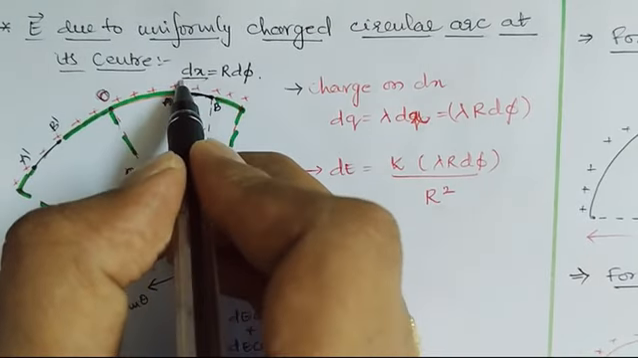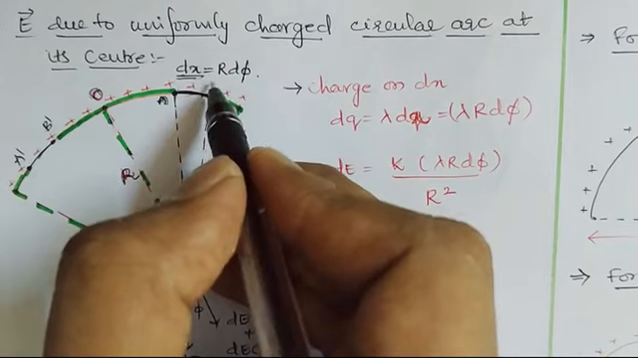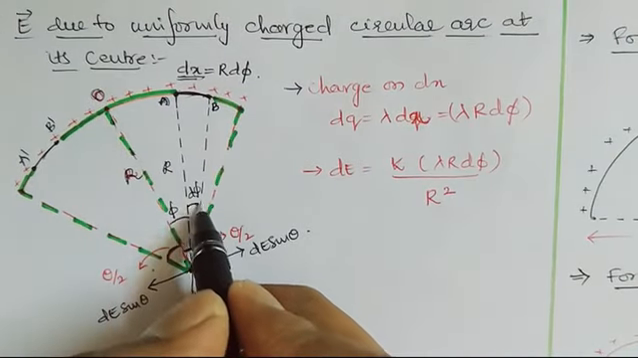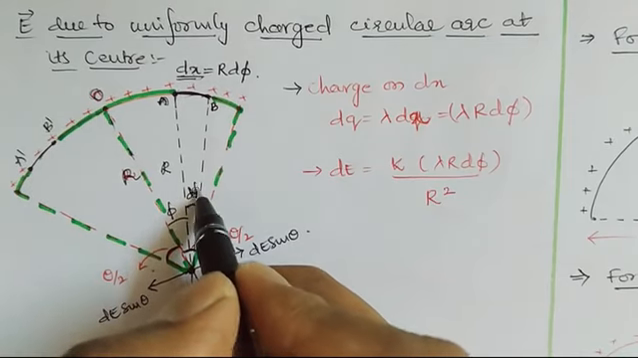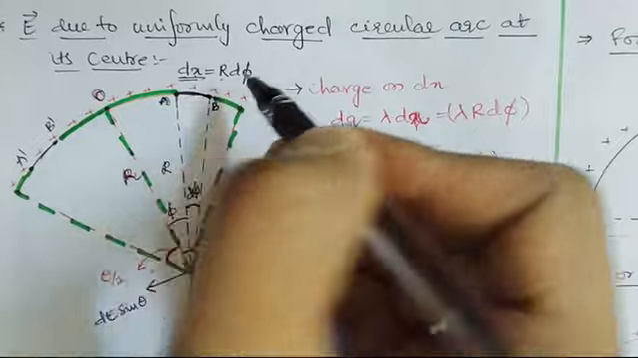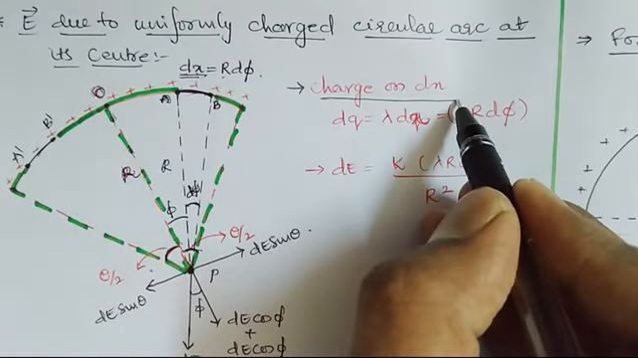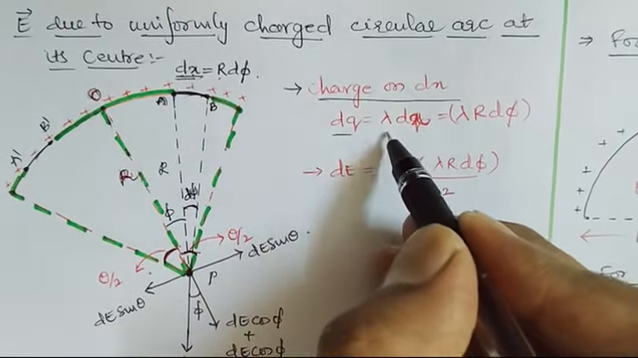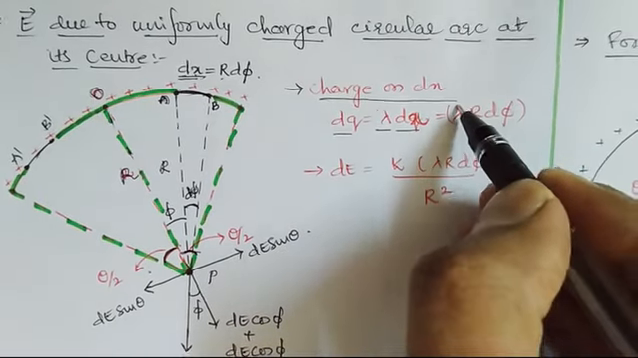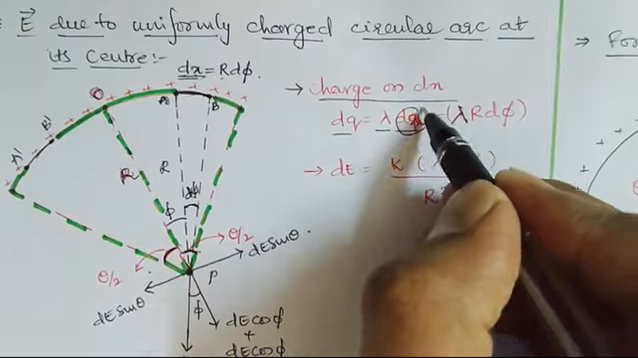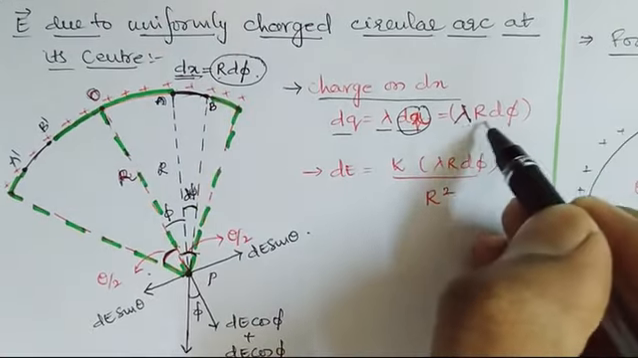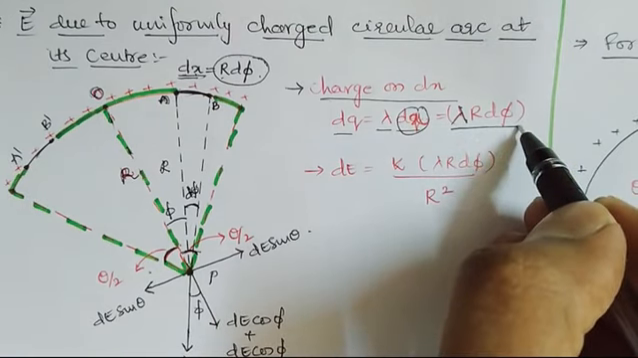that is equal to dx. Now what will be dx value in terms of d phi? See, let us say this covers an angle d phi. Then I can write dx is equal to r into d phi. Now charge on dx will be equal to how much? dq will be linear charge density into its length, that is lambda. But dx is equal to how much? Already we have written dx is equal to r d phi. So this is your r d phi.